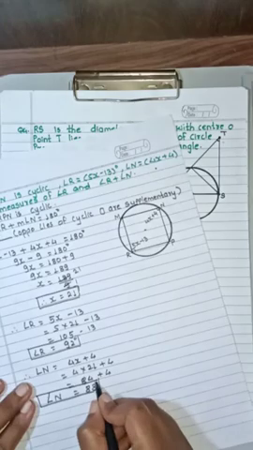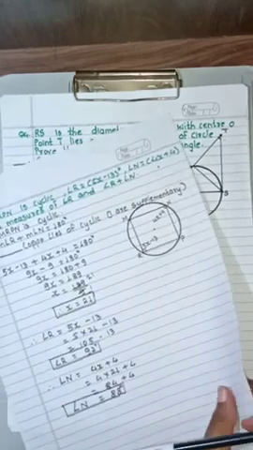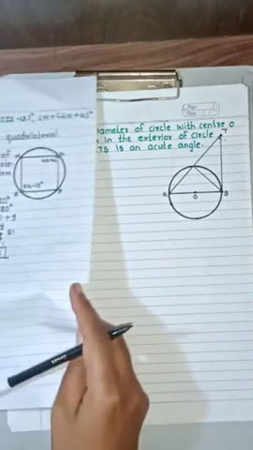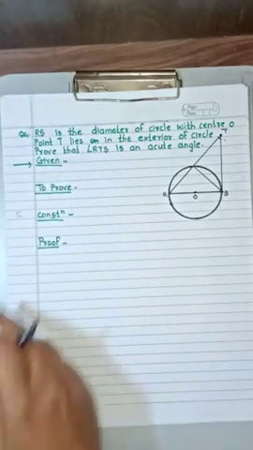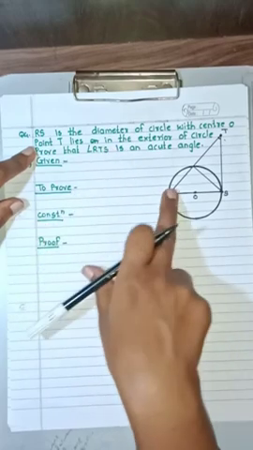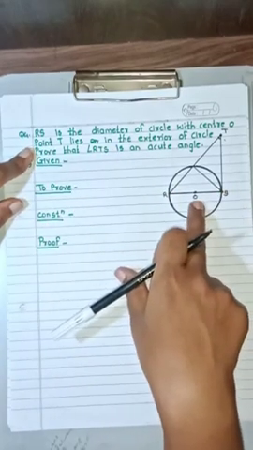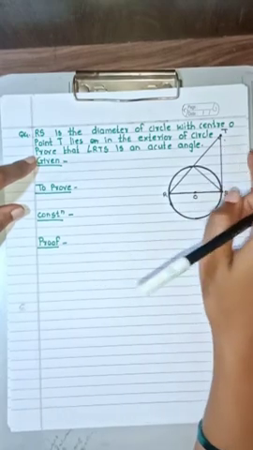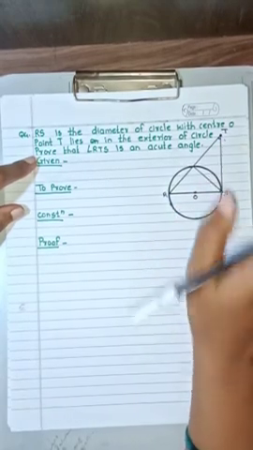Okay, now let us move on towards question number 4. Now question number 4, it is given that RS is the diameter of the circle with center O. Point T lies in the exterior of the circle. Prove that angle RTS is an acute angle.